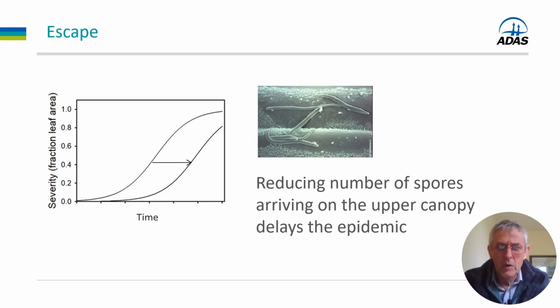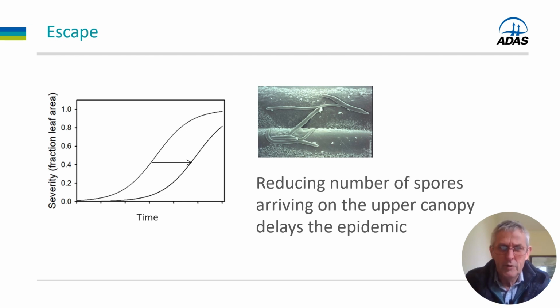And we also saw in the video on how to delay and reduce epidemics why it is that if we can reduce the number of spores that are arriving on the upper canopy, in other words, reduce the initial inoculum, that will have the effect of delaying the epidemic, which would obviously be beneficial.